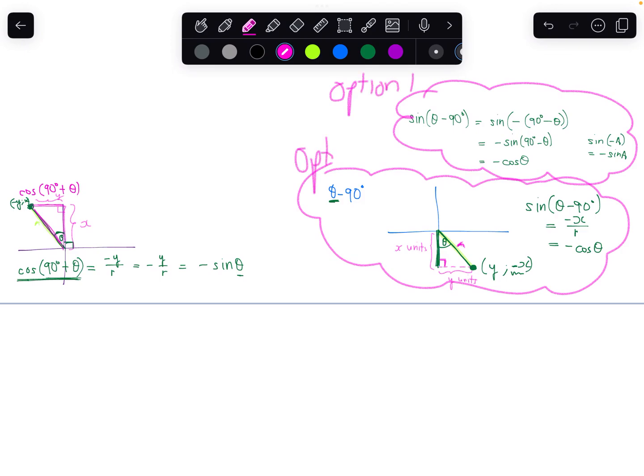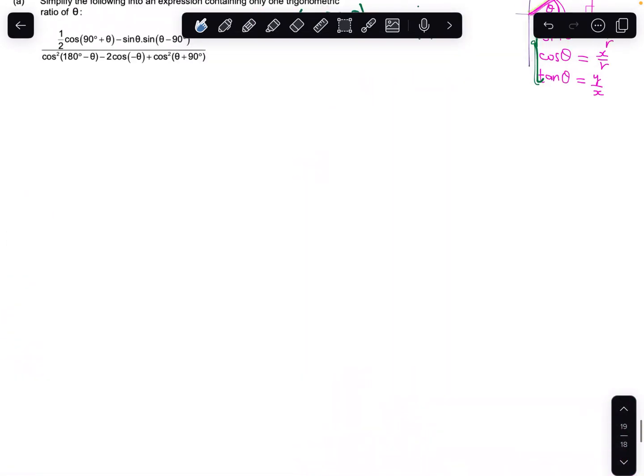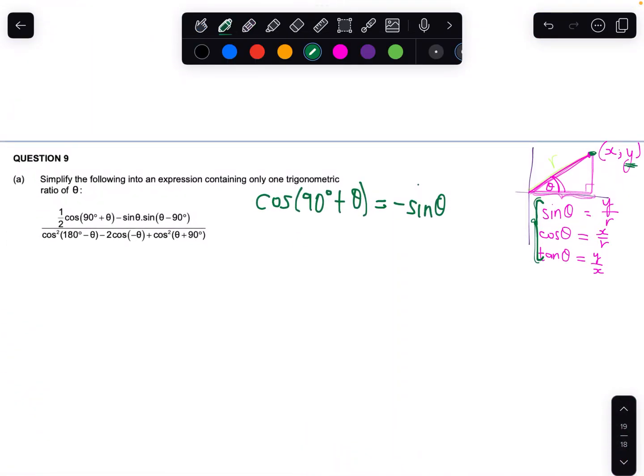And option 2. Okay, right, so let's look at the next one. Wait, first we write down what we got. So we got sine of theta minus 90 is equal to negative cos theta. Okay, next one is this guy.